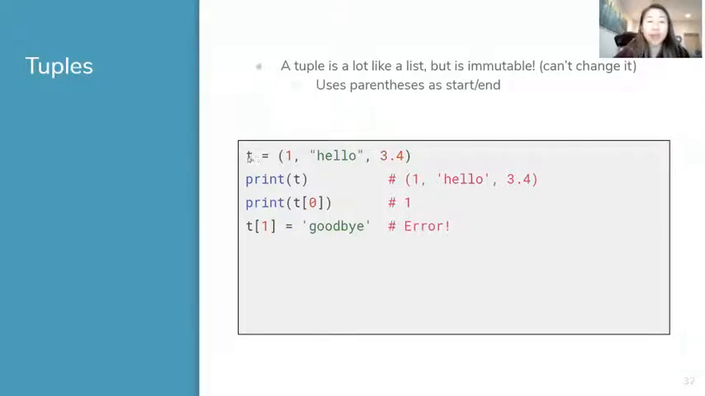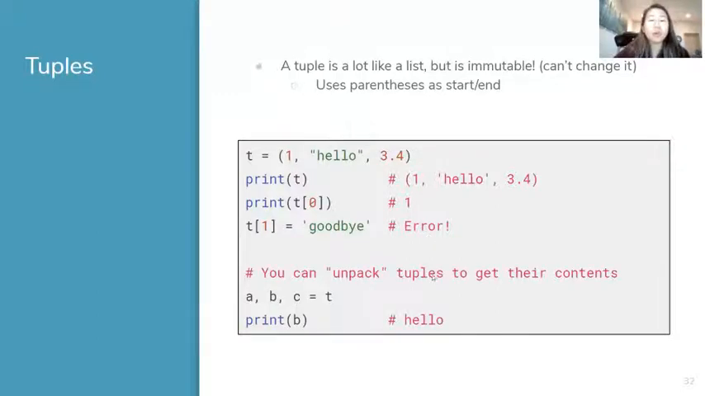So here we have a tuple which stores 1, hello, 3.4. If we print it, it will print out all the following information. When we print t at index 0, it will be 1. t at index 1 equal to goodbye will give us an error. That is because it is immutable. It cannot be changed.